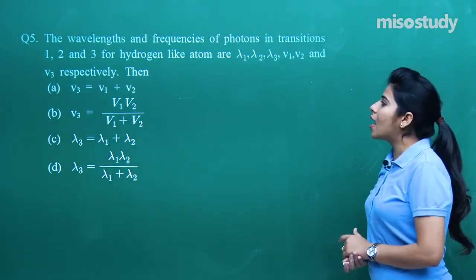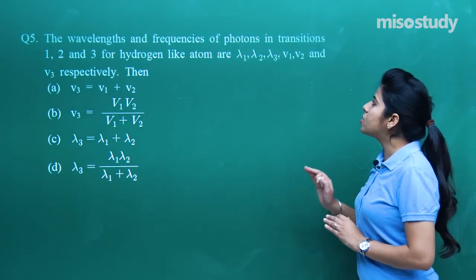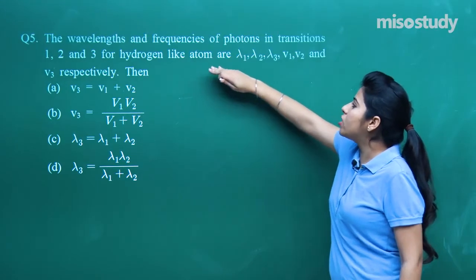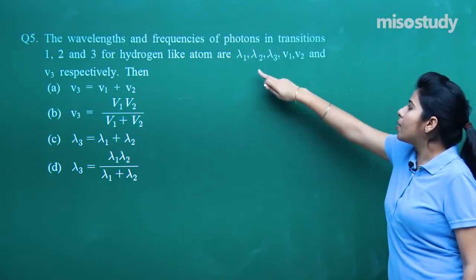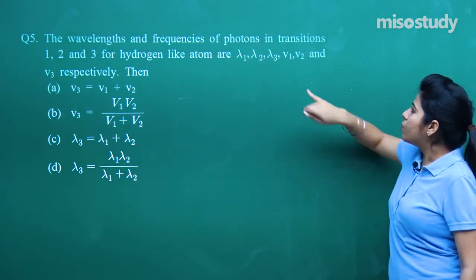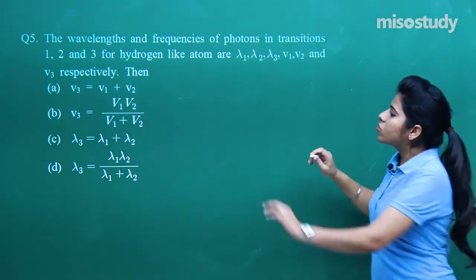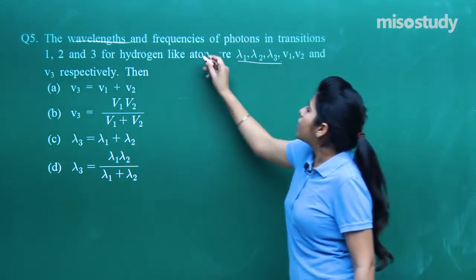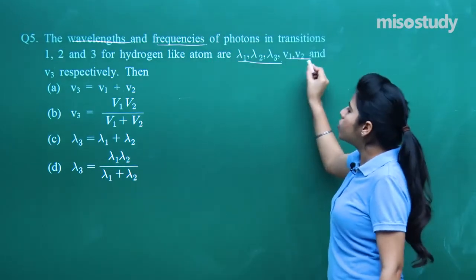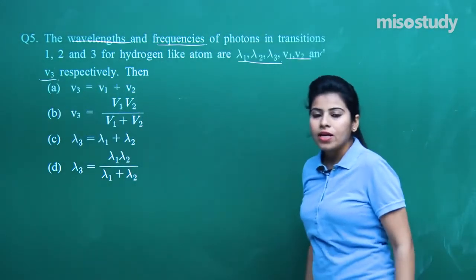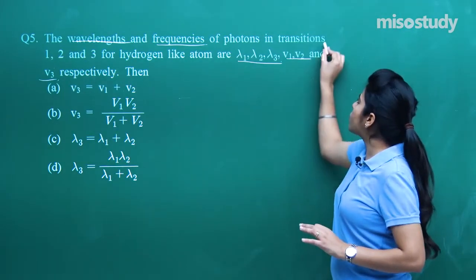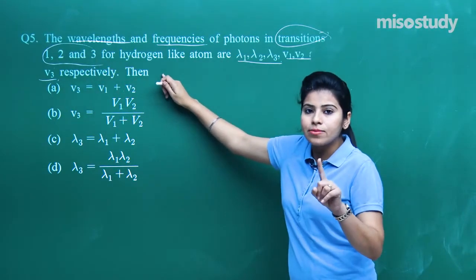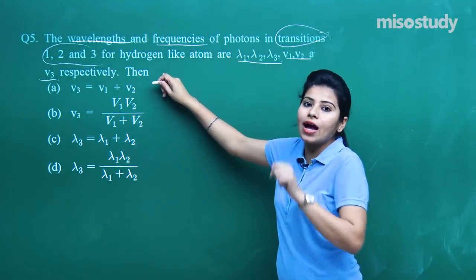So question number 5 says that the wavelengths and the frequencies of photons in transitions 1, 2 and 3 for a hydrogen-like atom are lambda 1, lambda 2, lambda 3, nu 1, nu 2 and nu 3 respectively. So that means wavelengths are lambda 1, lambda 2, lambda 3 and the frequencies are nu 1, nu 2 and nu 3 respectively. Now, the transitions between 1, 2 and 3 are given not for the hydrogen atom but for hydrogen-like atoms.